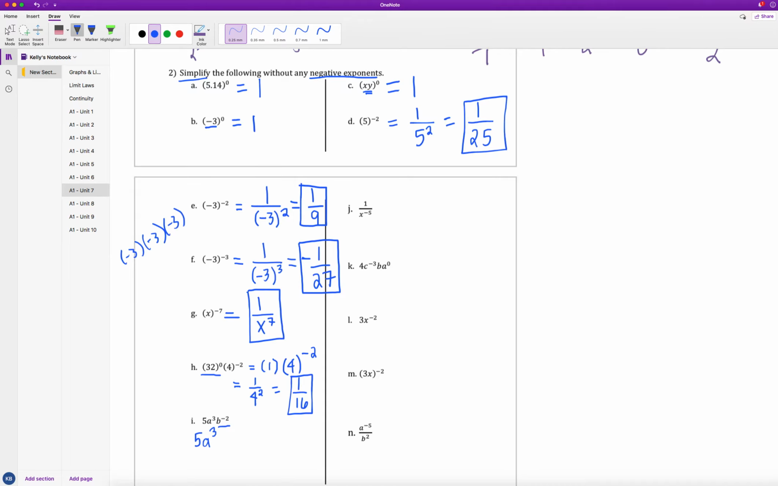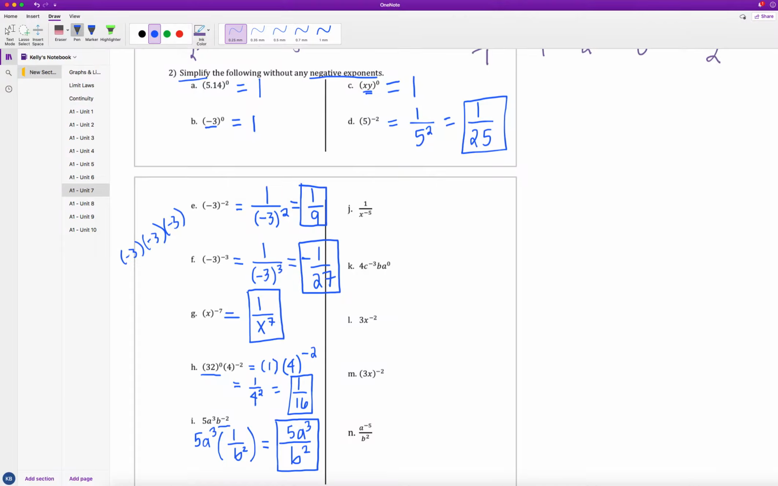So b to the -2nd can be rewritten as 1 over b to the +2. This is actually going to be our final answer, but I want us to start writing these as one whole fraction anytime we end up getting a fraction. So I'm going to have 5a to the 3rd in the numerator, technically times 1, over b to the 2nd. And let's just get used to writing it as one entire fraction together. There's nothing else I can simplify because I have a base which is a and a base which is b, and because they're different bases, there's no way to simplify those together.